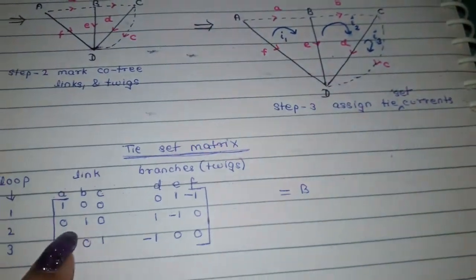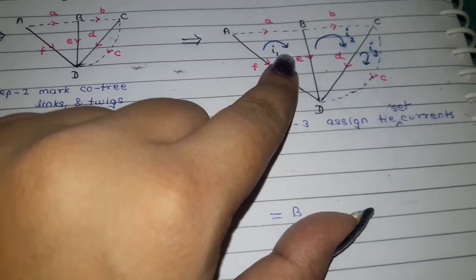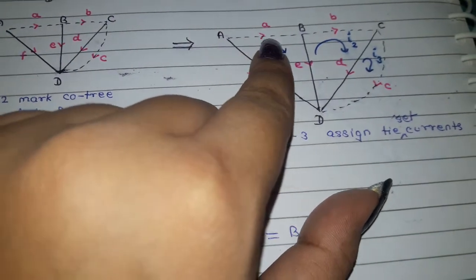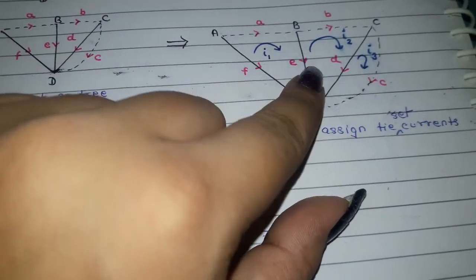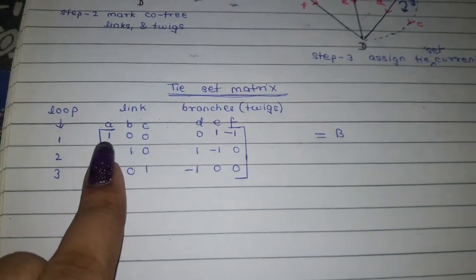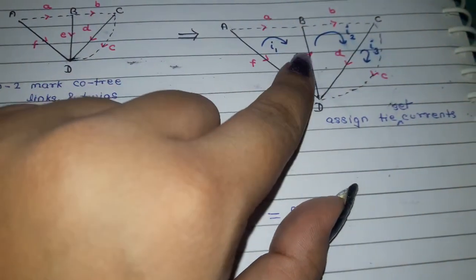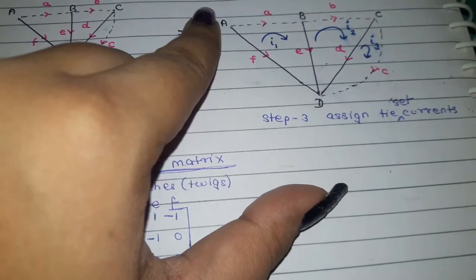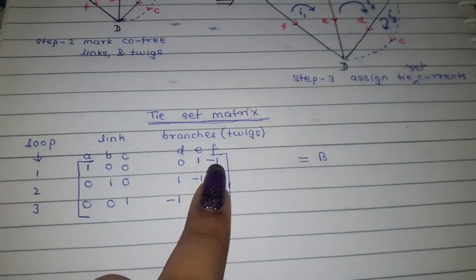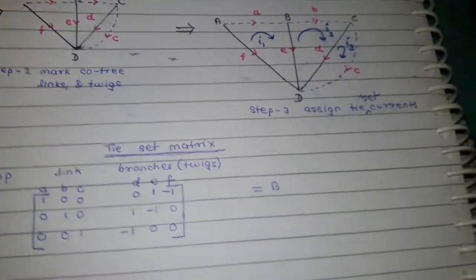Now if the current direction and branch direction are the same, then we assign +1, else -1. Here you see the direction of I1 and the direction of A are the same, and E and I1 are also the same. So A and E will be assigned +1. Now F has a path that is opposite in direction; F goes counterclockwise to that of I1. So here we assign -1. We do the same with the rest of the loops.